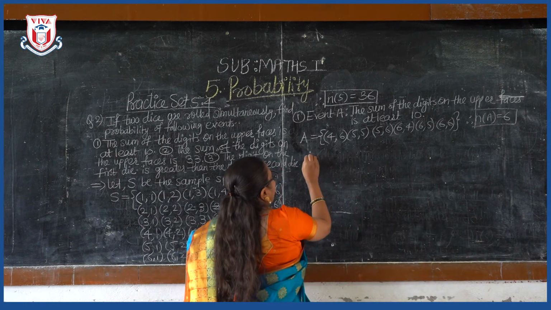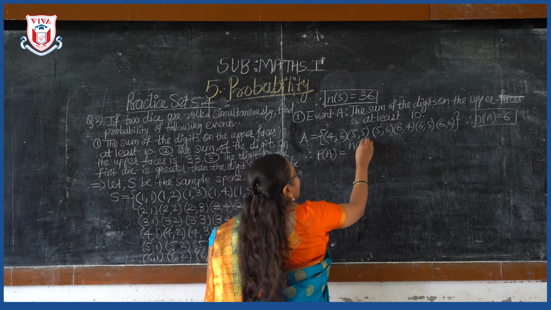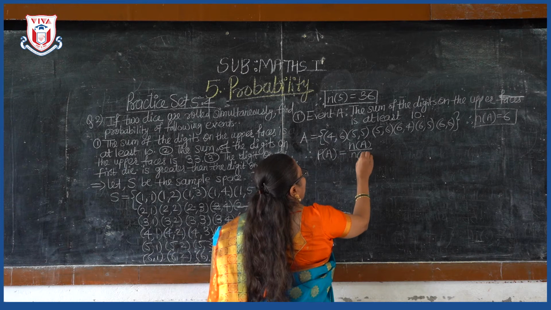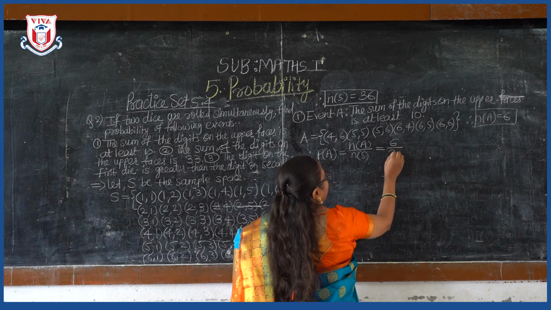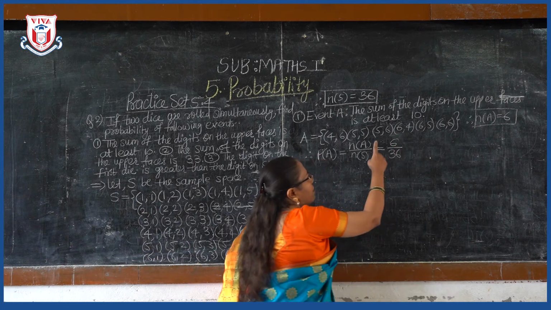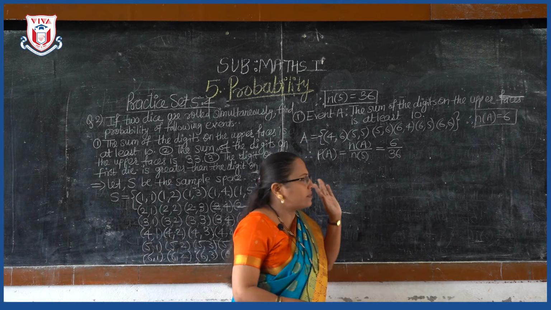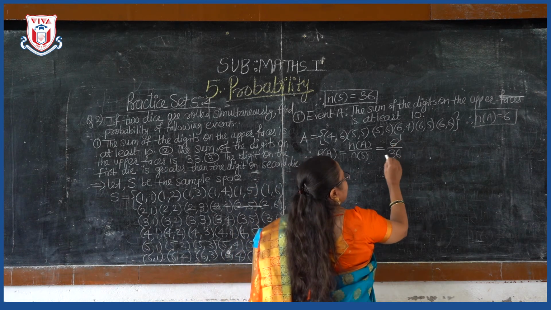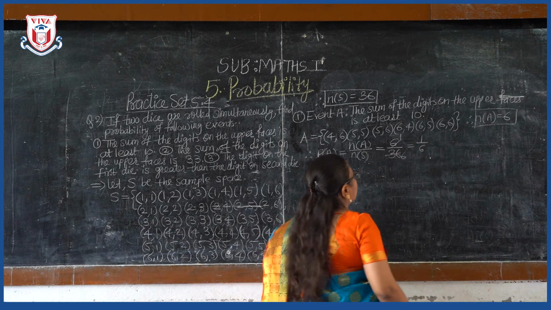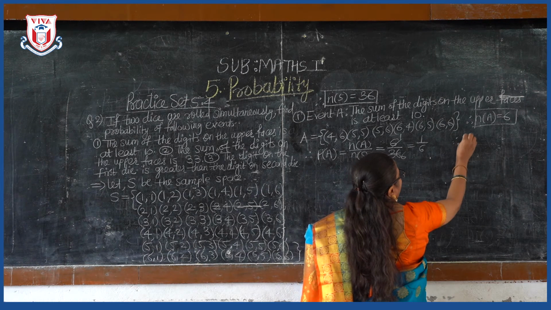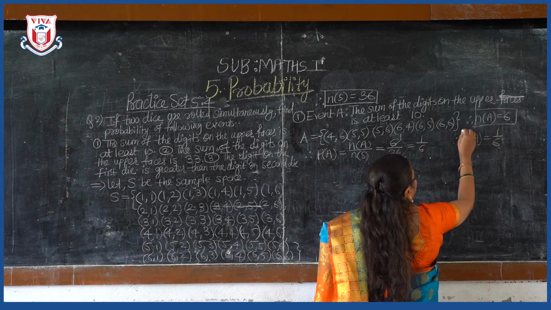Now find out the probability. P of A is equal to n of A upon n of S. n of A is 6 and n of S is 36. The fraction is simplified, right, simplify it in its lowest form. So 6 1s are 6, 6 6s are 36. So answer is 1 upon 6. Therefore probability of event A is 1 upon 6.